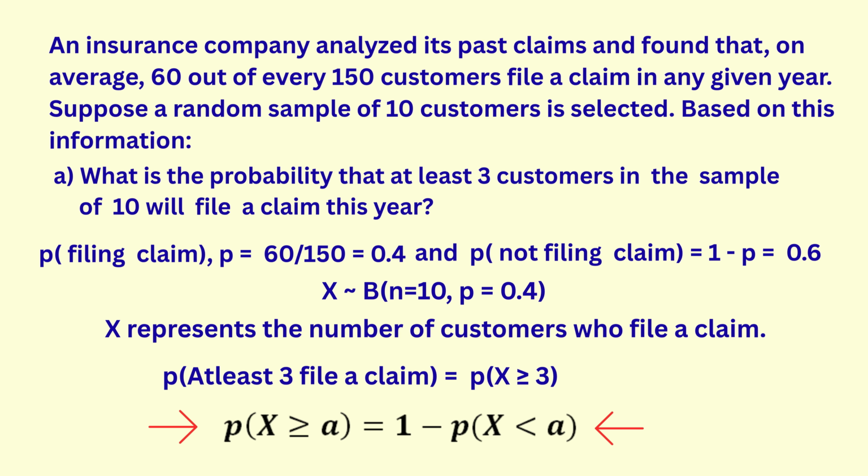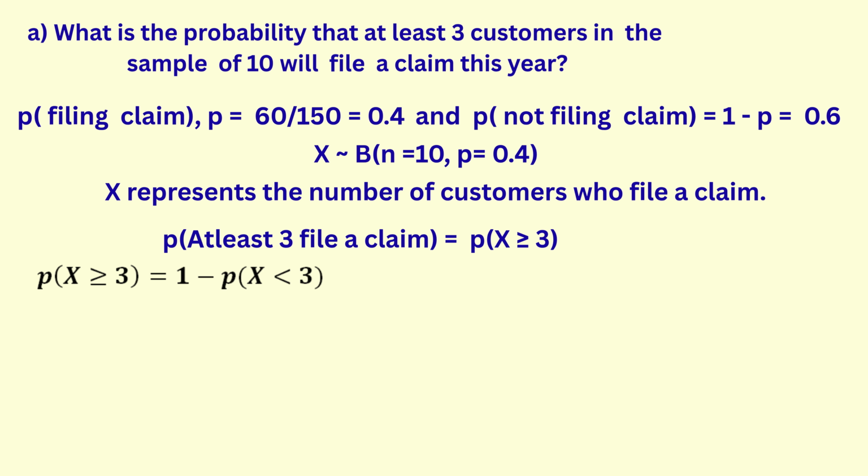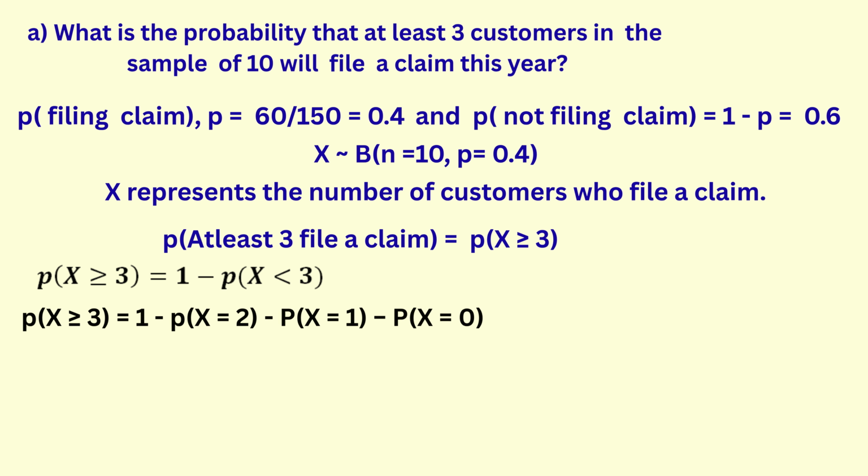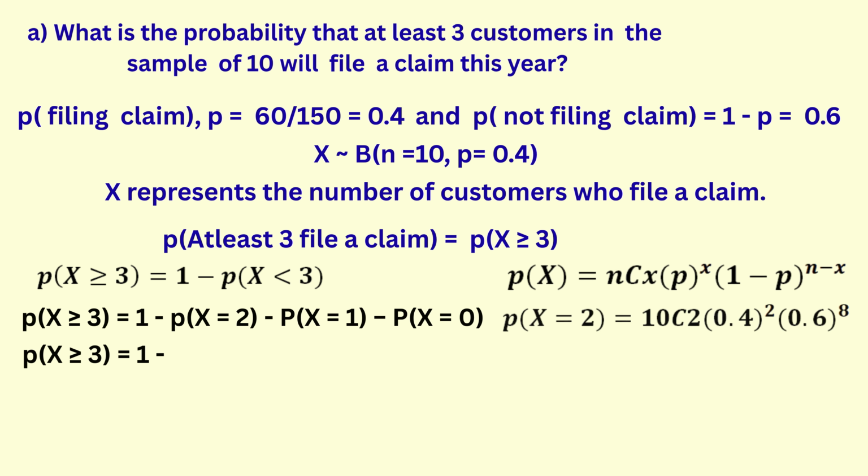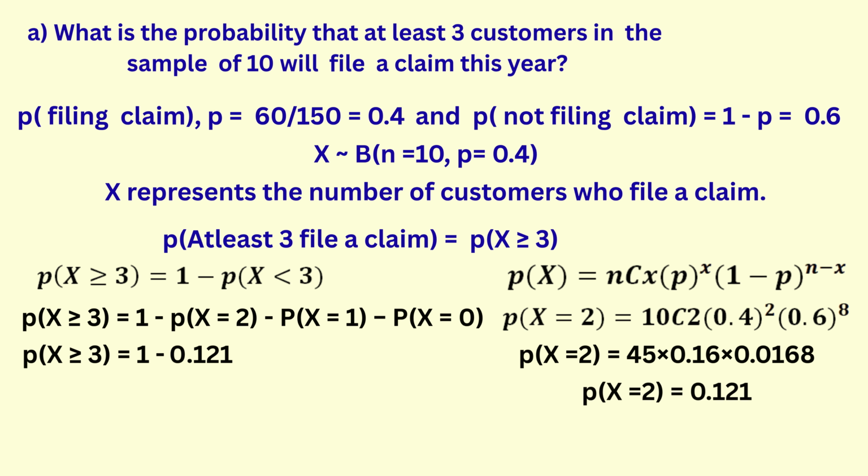So instead, we can find the probability that X is greater than or equal to 3 by subtracting the probability that X is less than 3 from 1. X less than 3 means that X can be 2, 1, or 0. To find the probability that X equals 2, we'll use the binomial formula. So 10 choose 2 times 0.4 squared times 0.6 to the 8th power. This simplifies to 0.121.